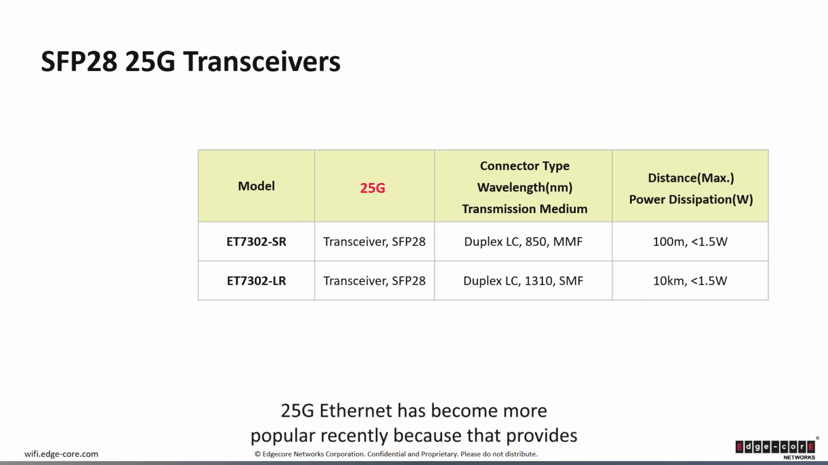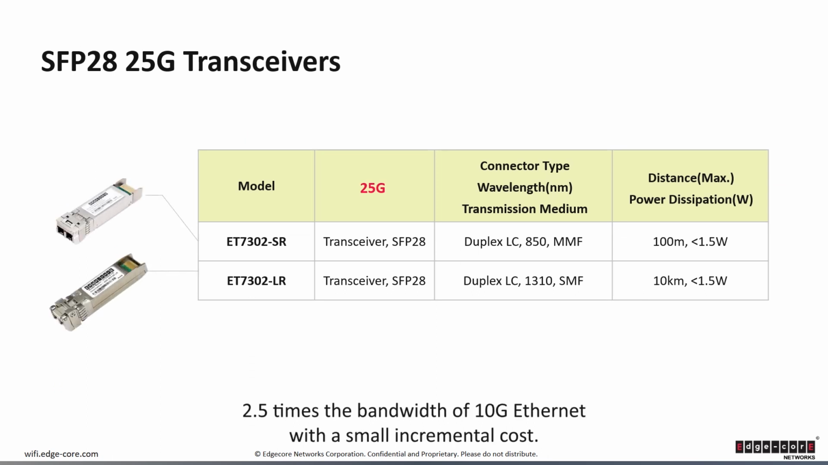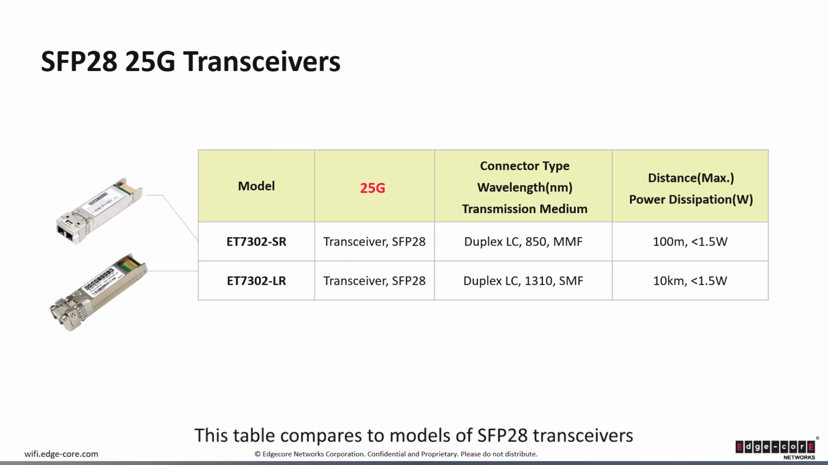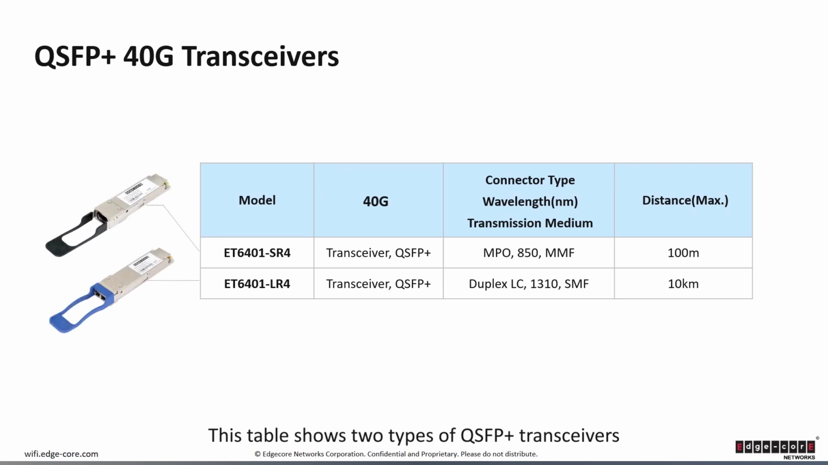25G Ethernet has become more popular recently because it provides 2.5 times the bandwidth of 10G Ethernet with a small incremental cost. This table compares two models of SFP28 transceivers that can be used for 25G connections. This table shows two types of QSFP Plus transceivers that support up to 40 gigabits per second.